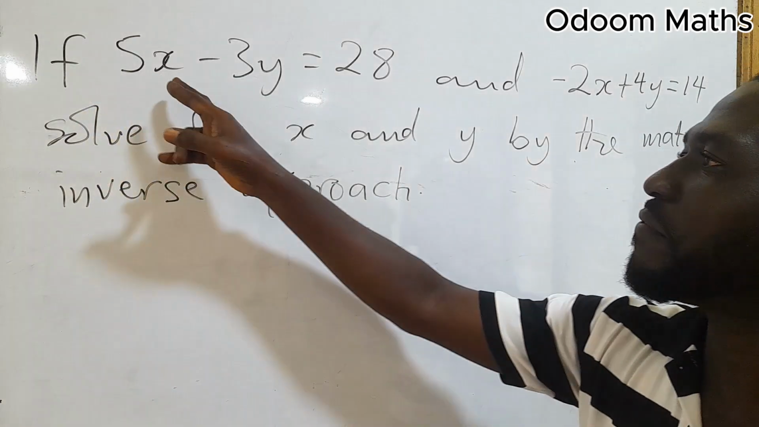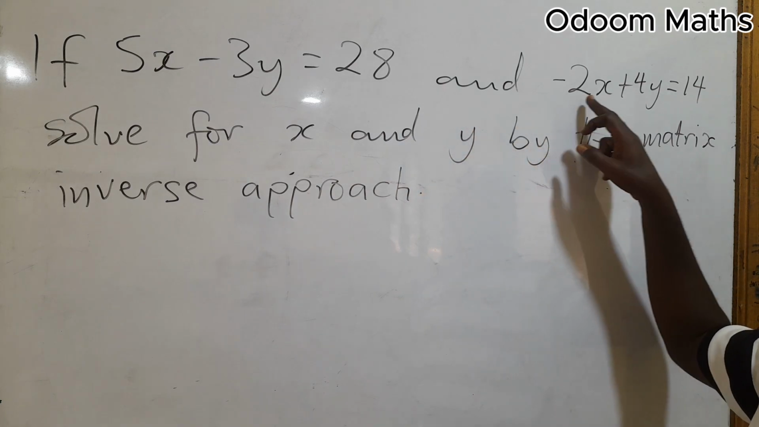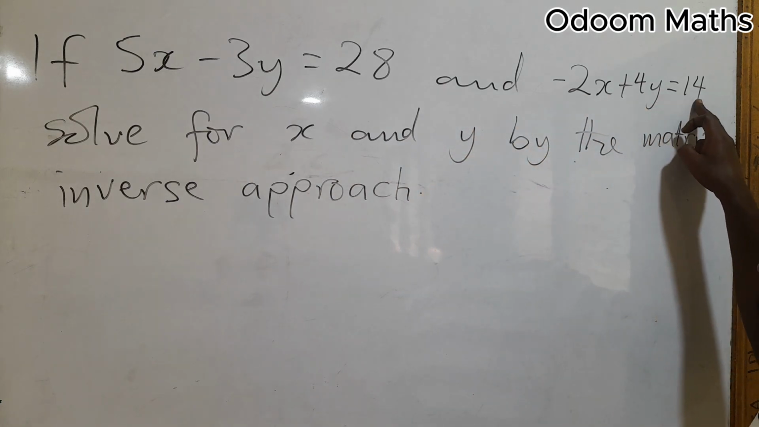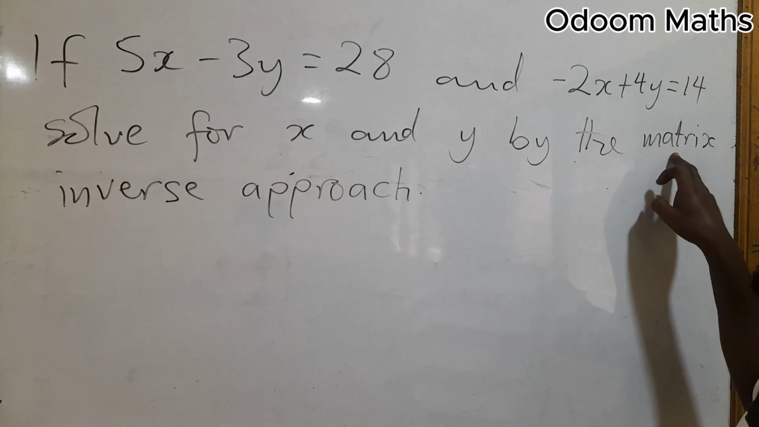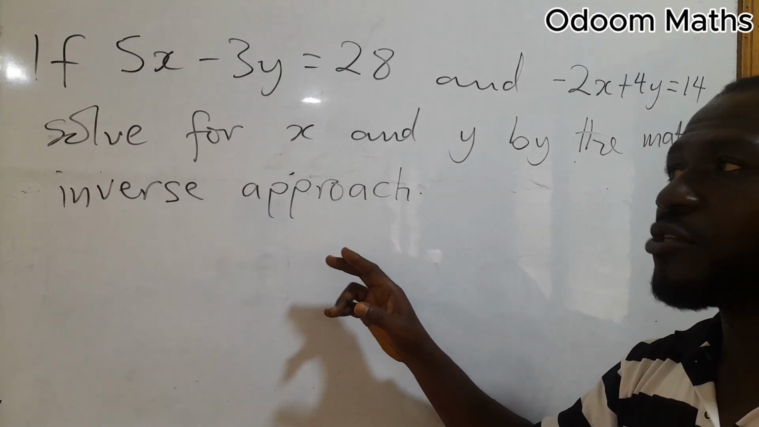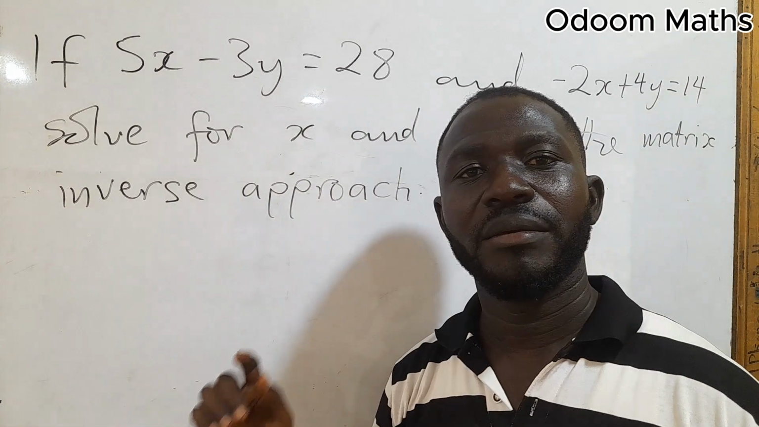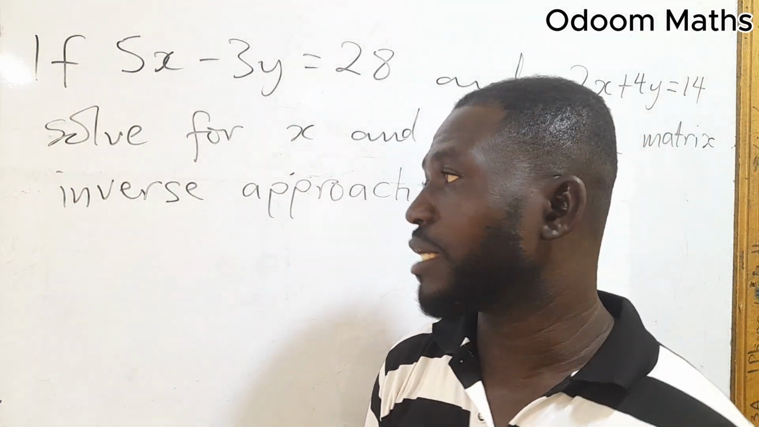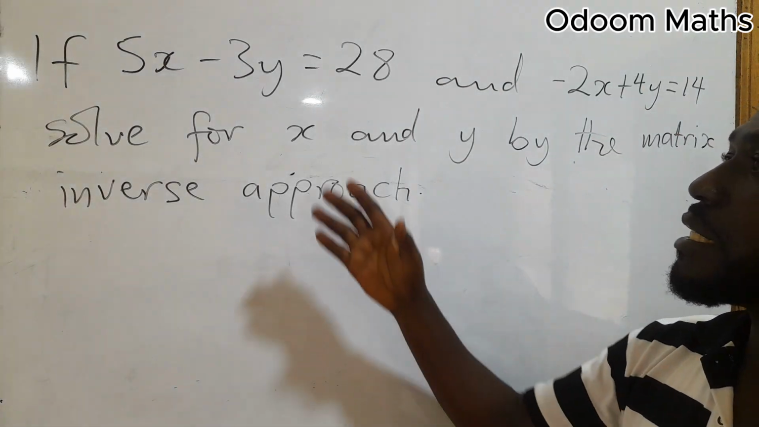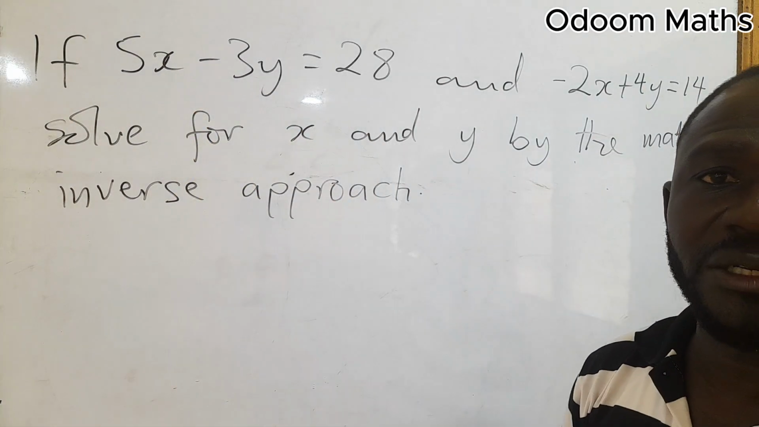Now, if 5x minus 3y equals 28 and negative 2x plus 4y equals 14, solve for x and y by the matrix inverse approach. That is, we have to solve these two simultaneous equations using the inverse of a matrix, the method that we learned earlier. Okay, so now let's first rewrite the question again and then see how we can solve it.